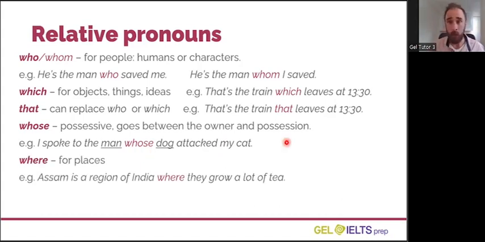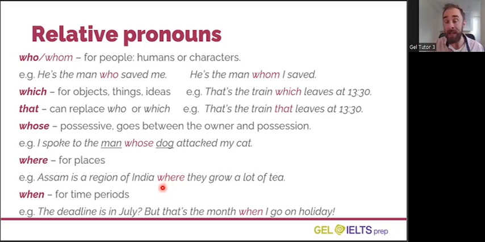Where. Where is actually a relative adverb. It replaces in that place or on that location. For example, Assam is a region of India where they grow a lot of tea. What this second sentence, this relative clause, is saying is they grow a lot of tea in this region of India. So where replaces in that place.